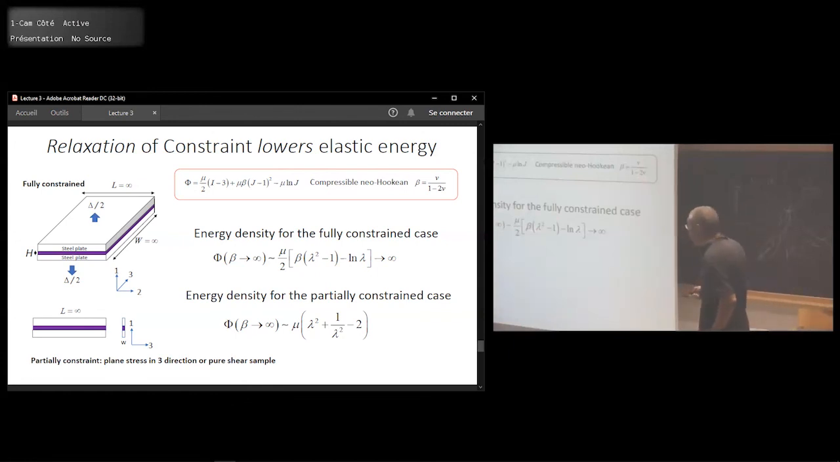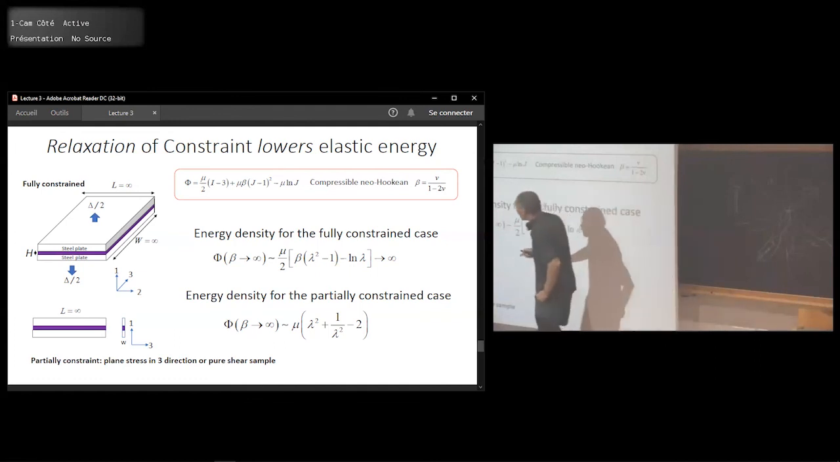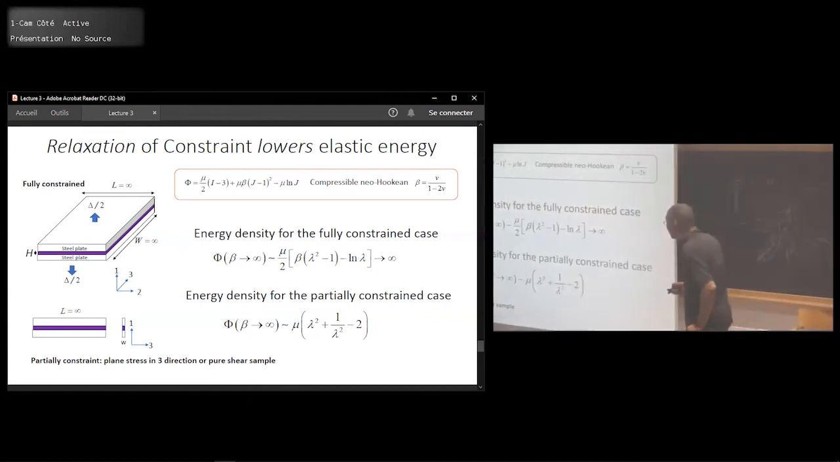Now, what happens if I loosen up some constraint? That is, I make this dimension W small. So I have a plane stress calculation. Then all of a sudden, my energy density goes to this, which is bounded. In other words, that's the reason why the fingers want to occur. Because the fingers want to relax the lateral constraint. When it propagates, it goes from plane strain to plane stress, and it decreases the energy.